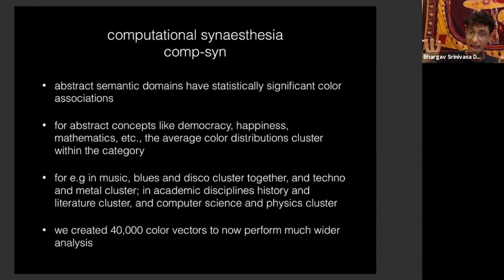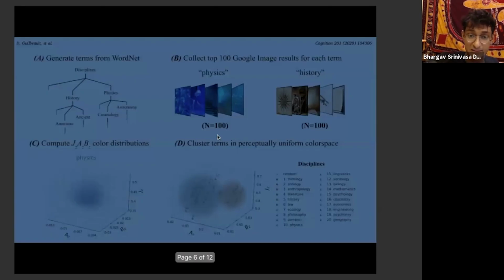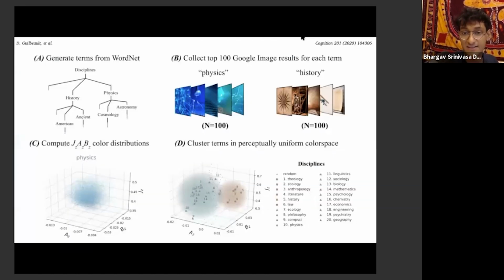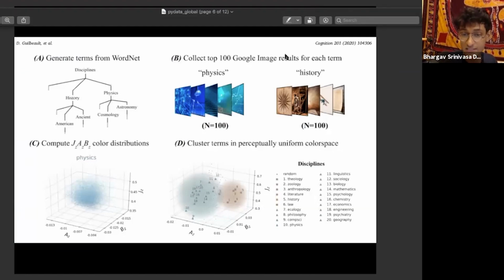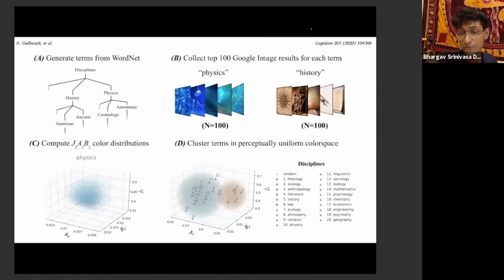We're seeing abstract, again, I'm just going to go back to this. We're seeing abstract concepts cluster. We see a blue physics and a kind of yellow history, and yellow literature and law and anthropology. And this is really remarkable to us.